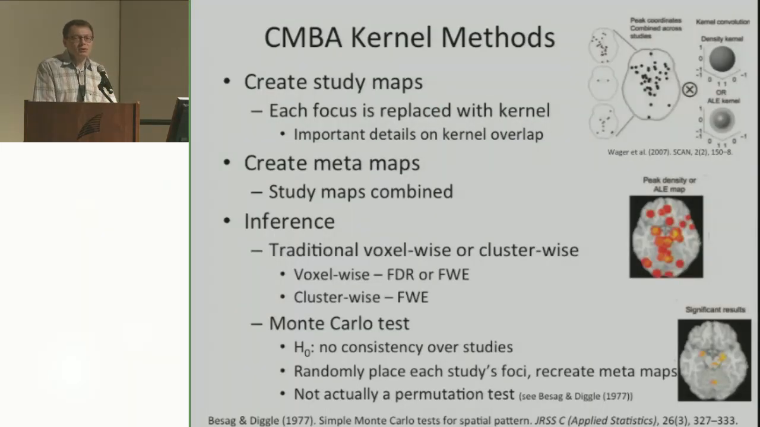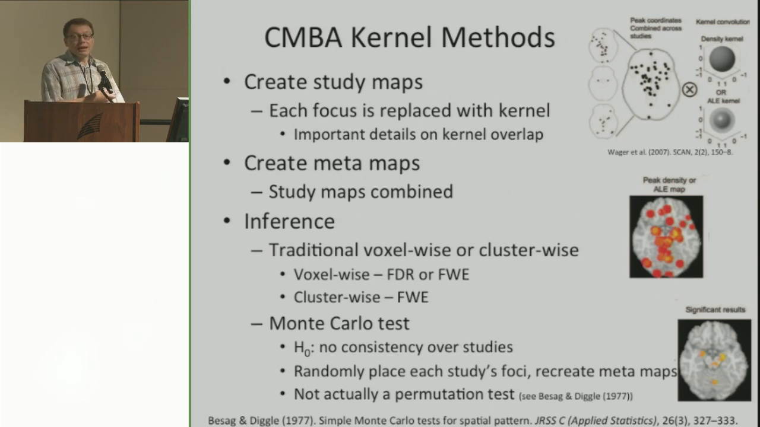So both of these methods, ALE and MKDA, are kernel-based methods. They basically are trying to recreate the thing we do not have. We ideally would like the contrast map or the statistic map everywhere in the brain. We don't. We just have the XYZ points. How can we reproduce that? Well, we use a kernel method. We are going to replace each point with some function. MKDA uses a spherical kernel, just a solid equal intensity, whereas ALE is using a Gaussian kernel to replace these points.